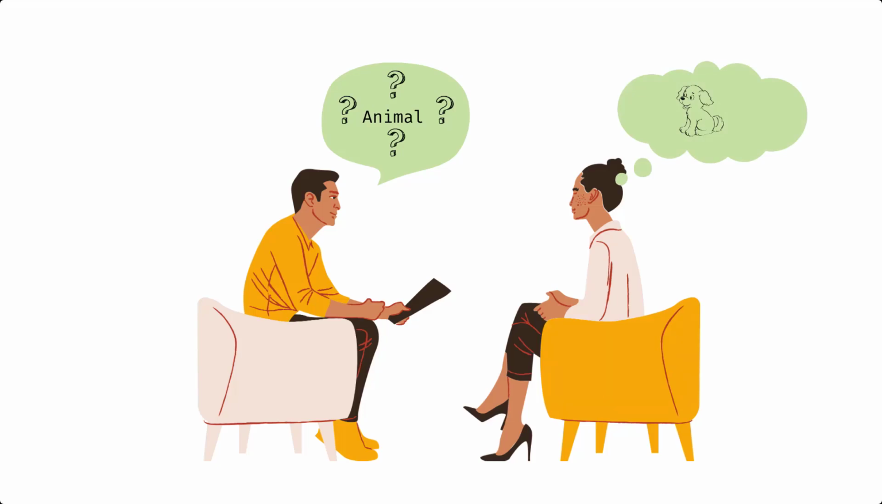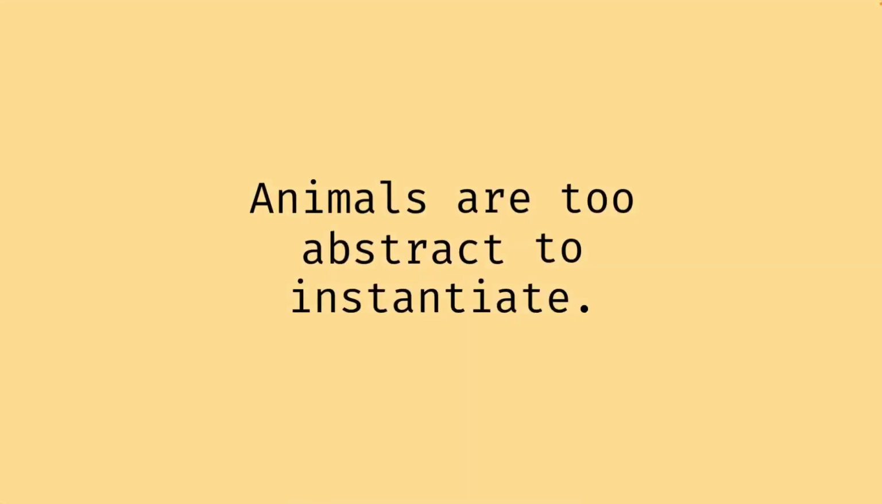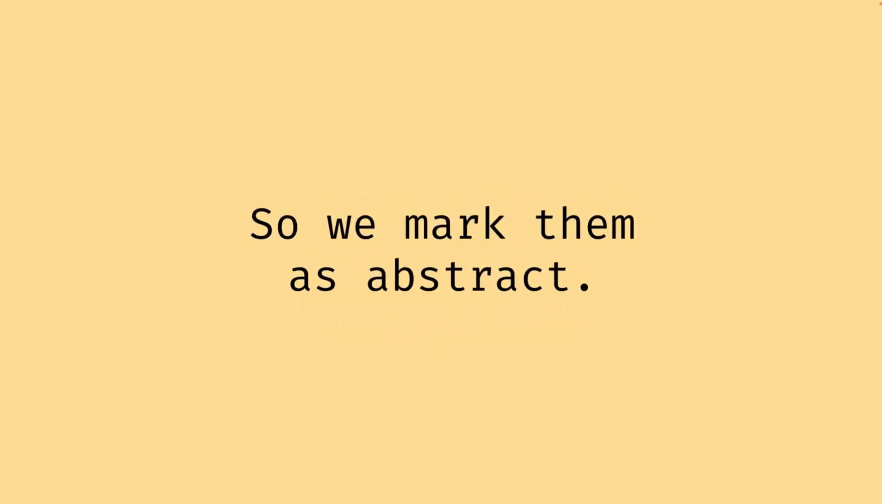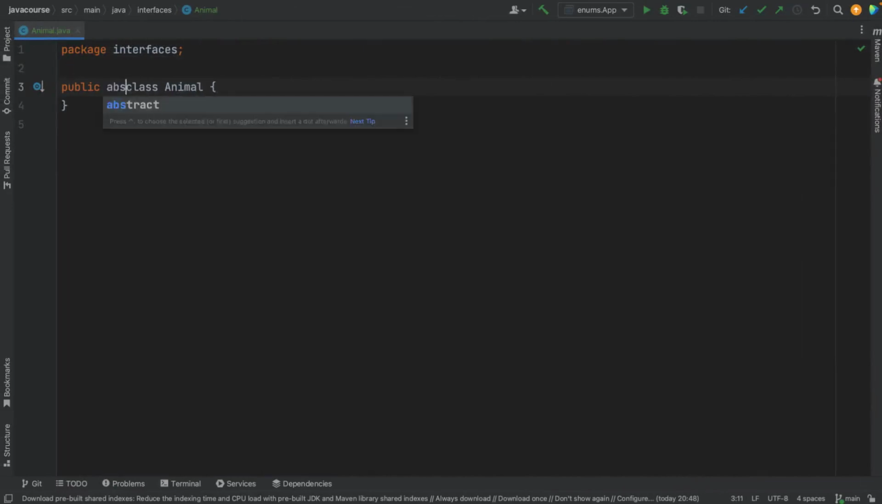And also, I would not really just have an animal in mind. I would have something more specific in mind, such as a dog. I actually do have one. He's lovely. So, arguably, animals are too abstract to instantiate directly. And what we can then do is mark the class with the keyword abstract. Like this.